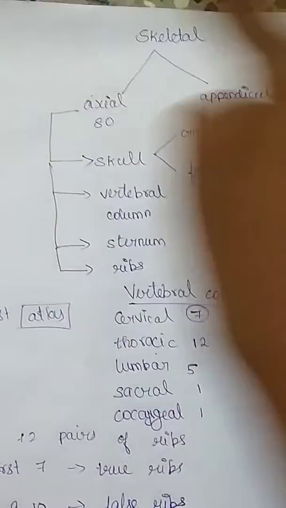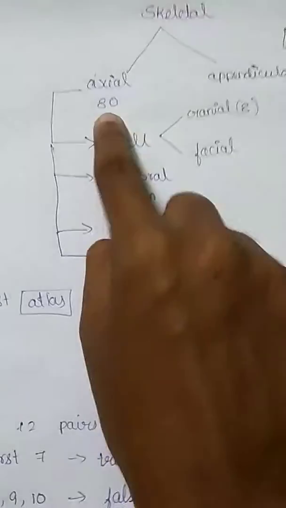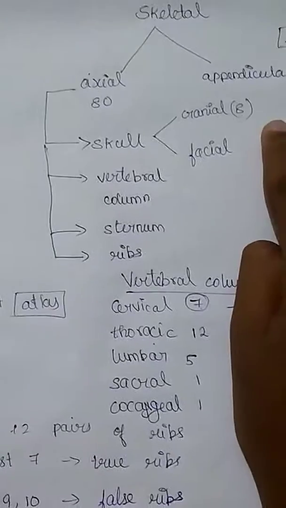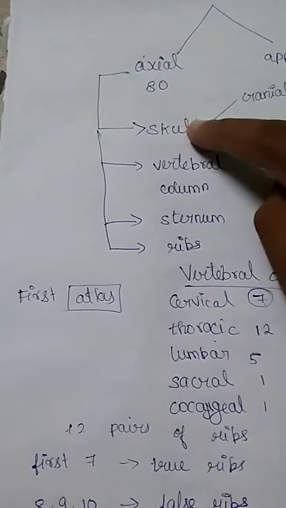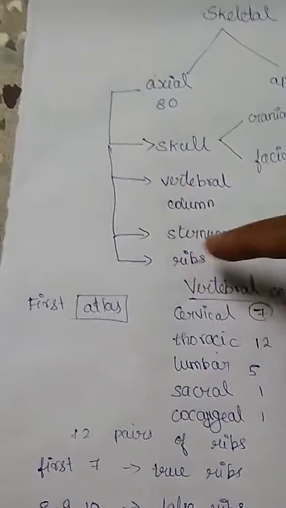Come on. The skeletal system is divided into two types: the axial skeletal system and the appendicular skeletal system. Here we have 80 bones. Out of the whole body, how many bones are there? 206 bones are there. Okay, let's come on. For the axial skeleton, we have four things: skull, vertebral column, sternum, and the ribs.